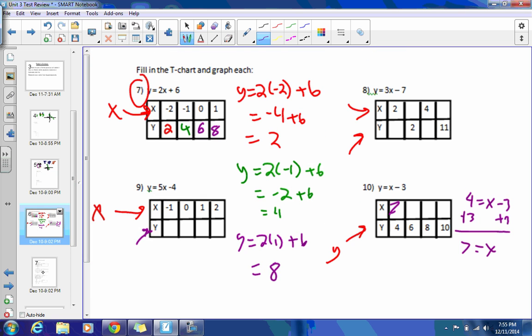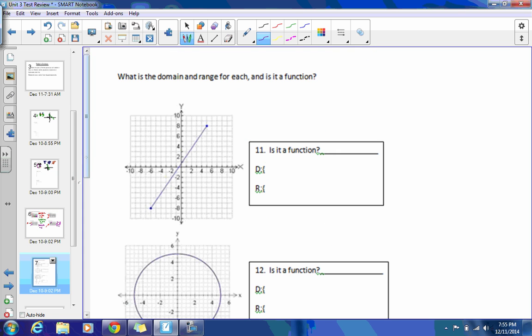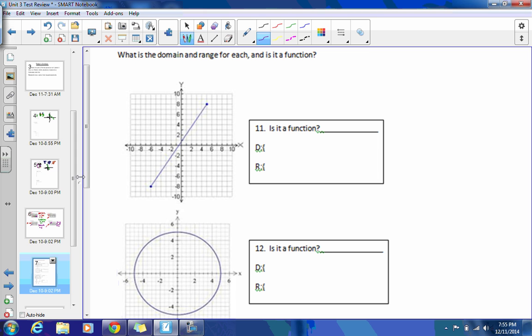Alright, so there's that part. This part is a good part dealing with just functions, if they're functions or not.